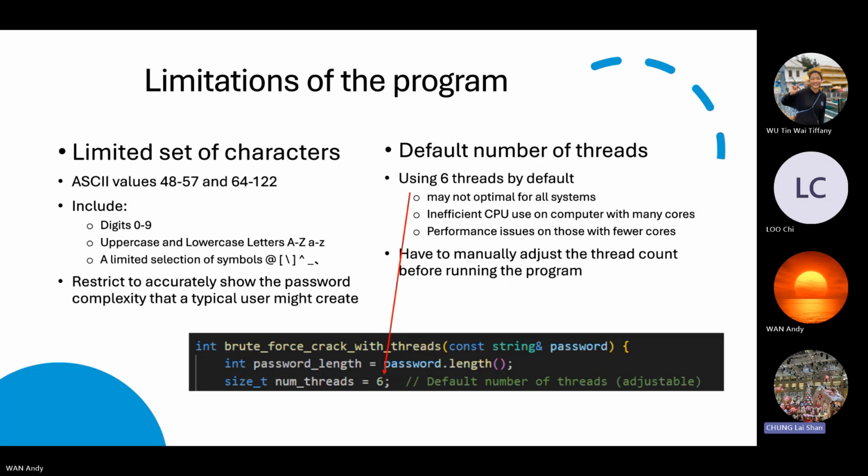And the second limitation is using 6 threads by default, which may not be optimal for all systems. Users may not know the best thread count for their setup, leading to inefficient CPU use on computers with many cores or performance issues on those with fewer cores. To improve performance, users need to manually adjust the thread count based on their hardware before running the program.